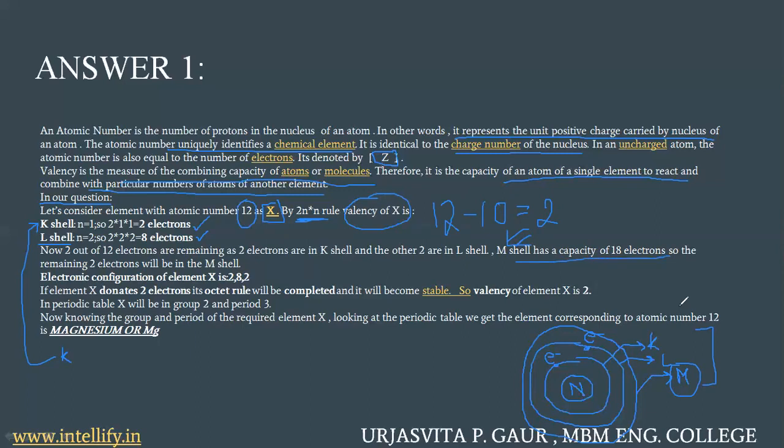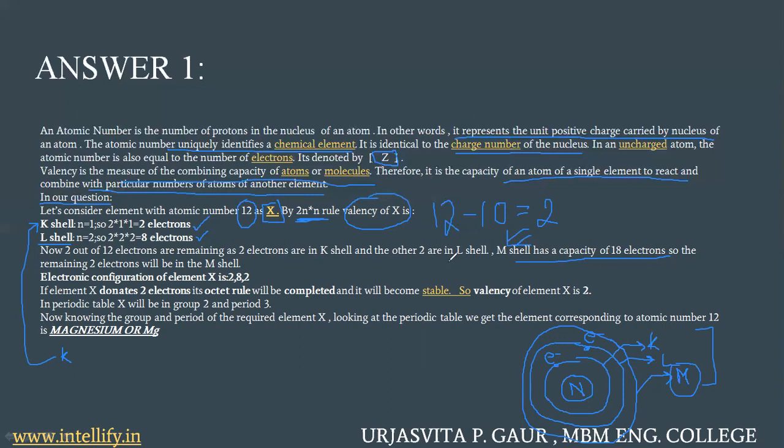Now, here we're going to look at the octet rule again. The octet rule is a chemical rule of thumb that reflects the observation that elements tend to bond in such a way that each atom has 8 electrons in its valence shell. I repeat, 8 electrons in its valence shell, or the last shell, giving it the same configuration as the noble gas configuration. And we already know that the noble gas configuration is the most stable configuration.